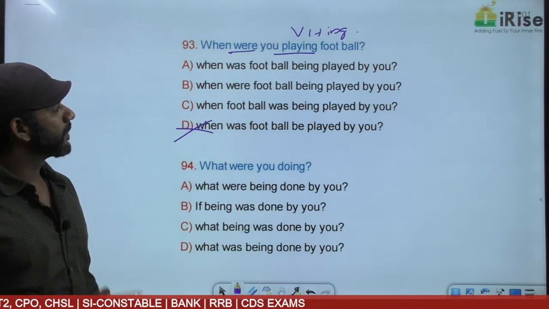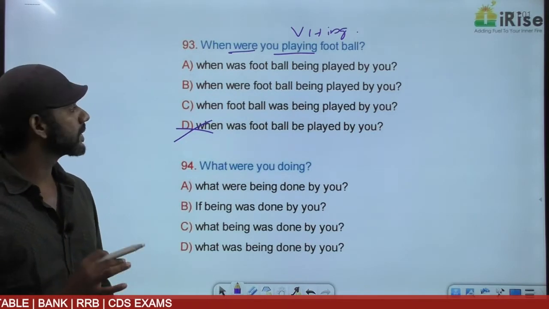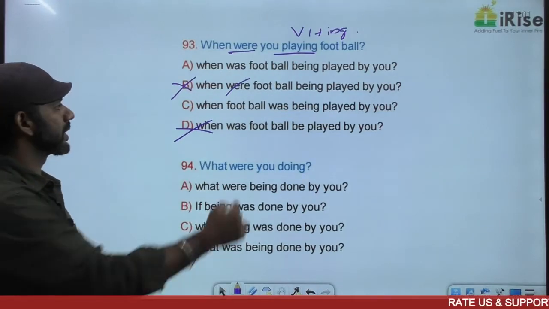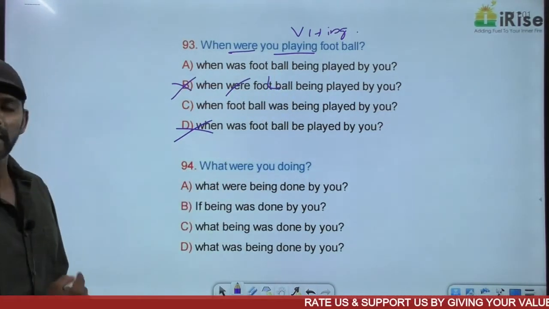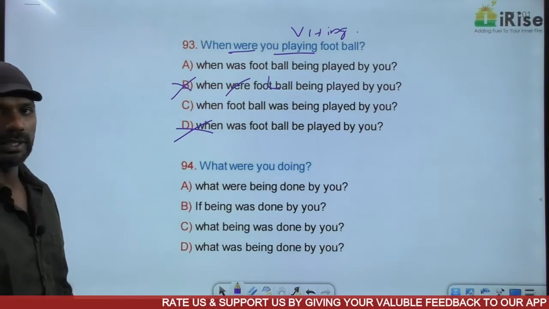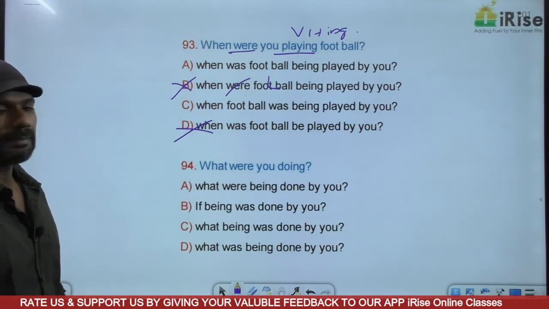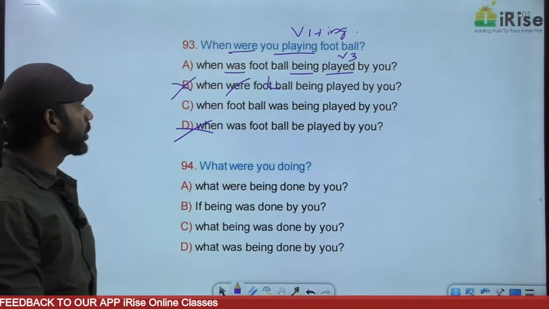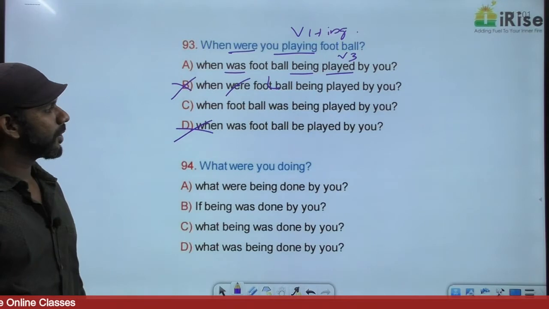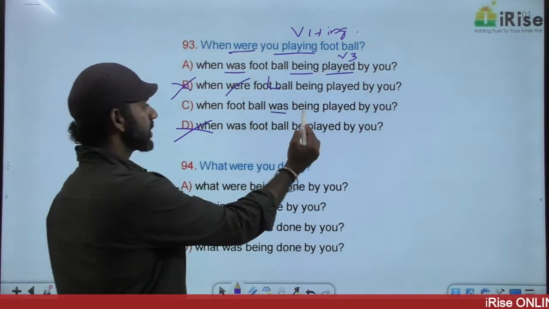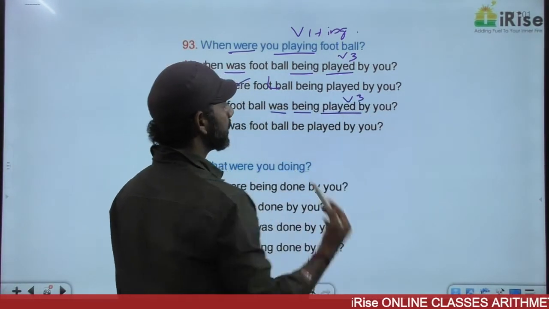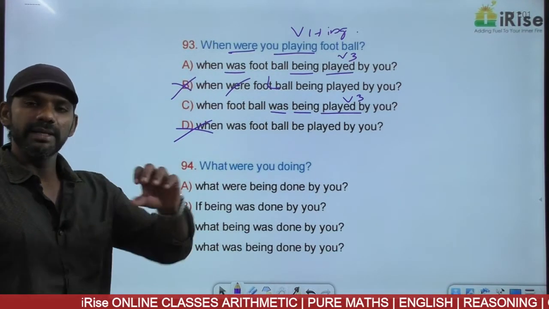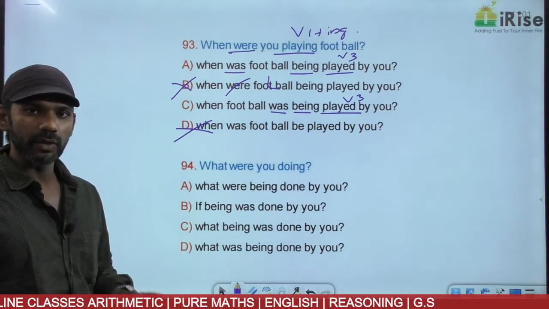Then the object here is football, singular. The verb must also be singular. Based on that, B is eliminated because B says were, plural. Football, single word. Now we have two options left, A and C. Come to A. When was football being played by you? Was plus being plus V3, past continuous passive voice. C says, when football was being played by you, was plus being plus V3, past continuous passive voice. This is an interrogative sentence. So as you know, the auxiliary verb must come before the noun or pronoun.